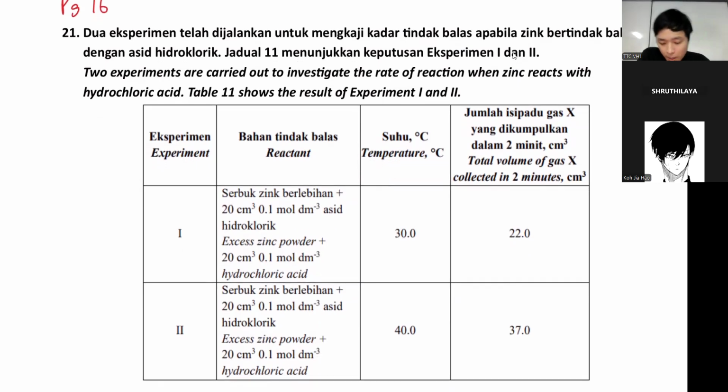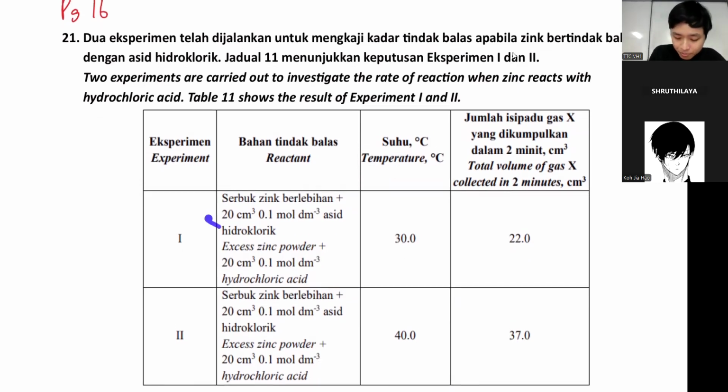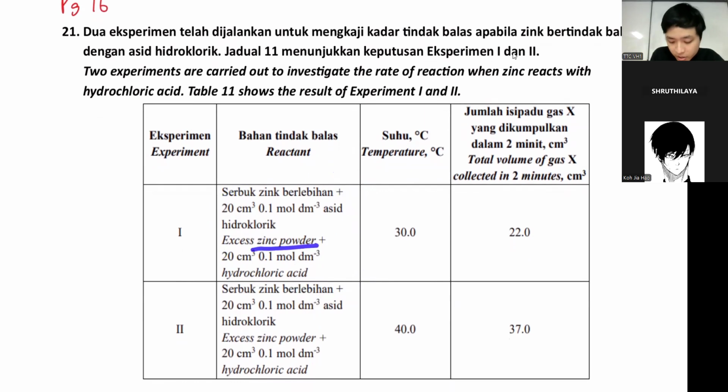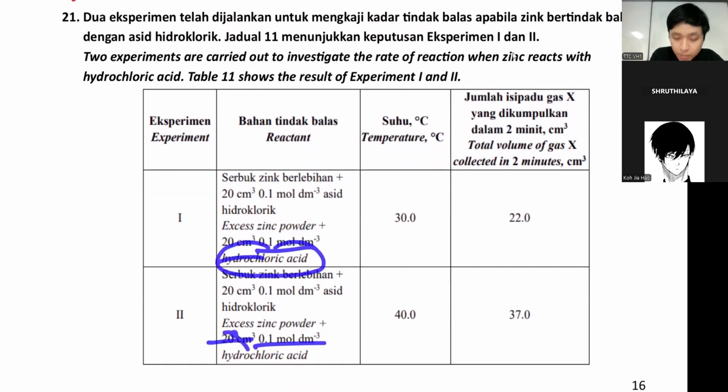So here you got 2 different experiments. Both use zinc powder, concentration same, volume same, type of acid same. What is the difference here? Temperature. One has a higher temperature, which is Z2. Z2 has the higher temperature used.